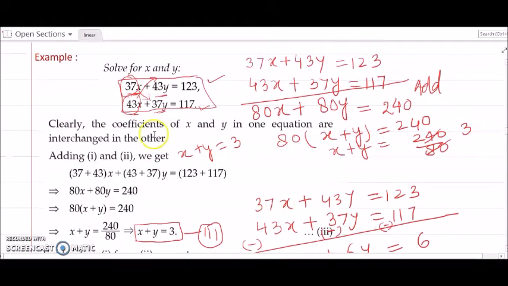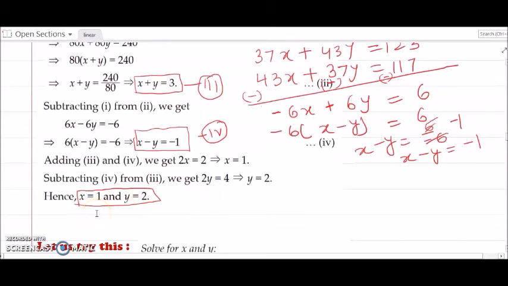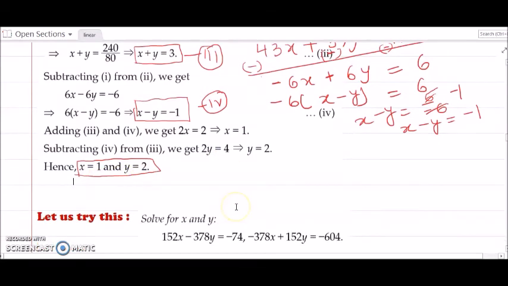हमने क्या किया यहाँ पर, हमारे पास ये पेयर ऑफ इक्वेशन था जहाँ पर 37x plus 43y is equal to 123 और 43x plus 37y is equal to 117 था. हमने एक बार इनको ऐड किया, तो हमें नई इक्वेशन मिली x plus y is equal to 3. एक बार हमने इनको सब्ट्रैक्ट किया, तो हमें एक नई इक्वेशन मिल गई, x minus y is equal to -1. सो दीज टू इक्वेशंस हमने फर्दर सॉल्व की किसी भी मेथड को यूज करके, तो हमें मिला x is equal to 1 and y is equal to 2. This is the simple method. Now let us try this one.